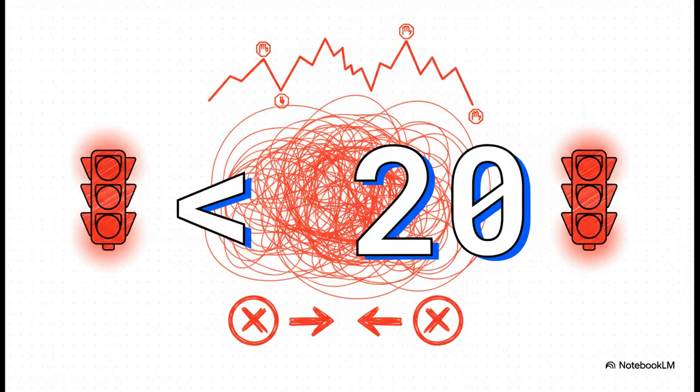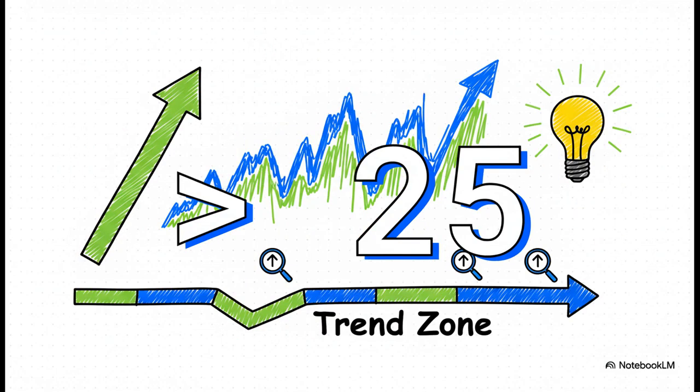First things first, we need to map out our environment. If you see the ADX indicator hanging out below 20, that's what I call the chop zone. This is where trend strategies go to die. The market has no energy, no direction. This is a big red light. Stay away.